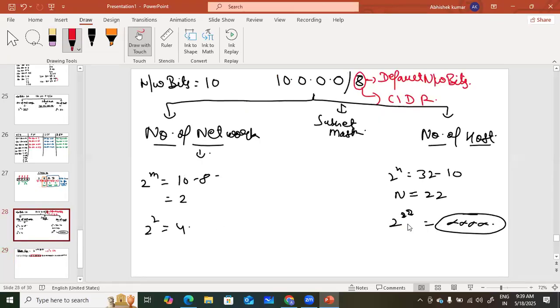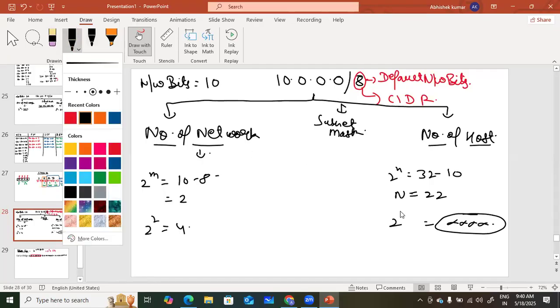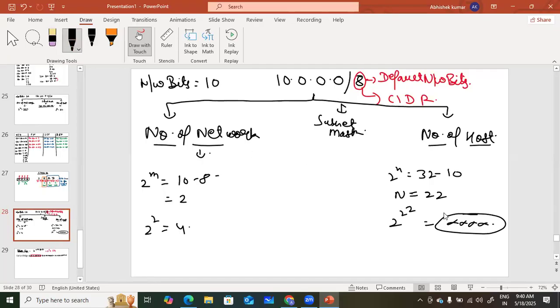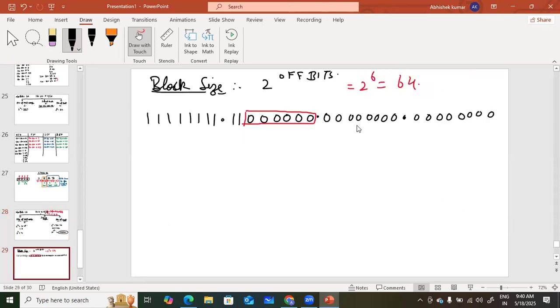Because it is such a big number, 2 to the power 22, the number is beyond 255. If you see the number is going beyond 255, you have to calculate the block size like this. Clear? Clear. Now, let's find out.